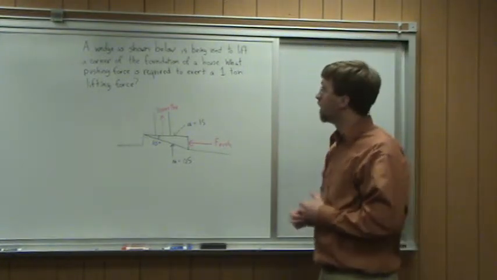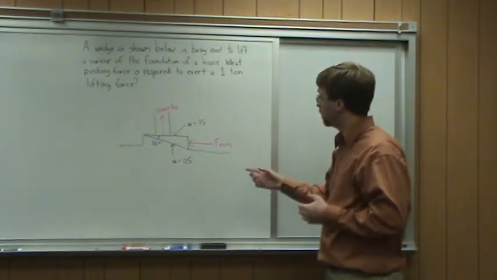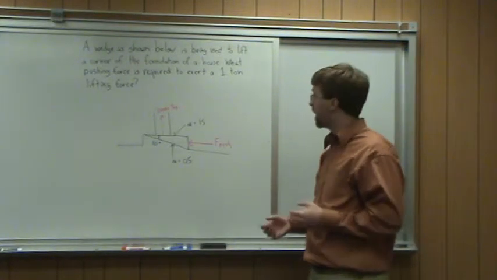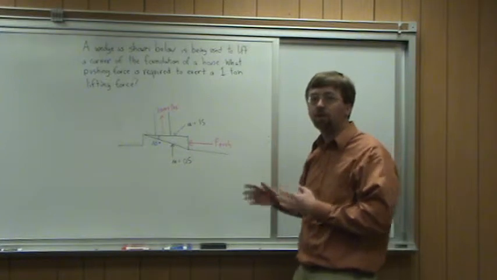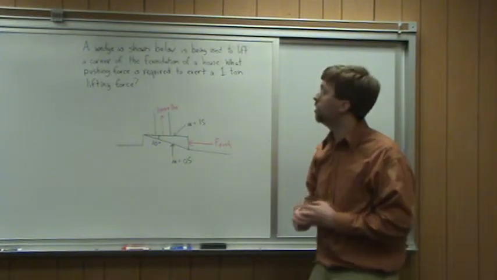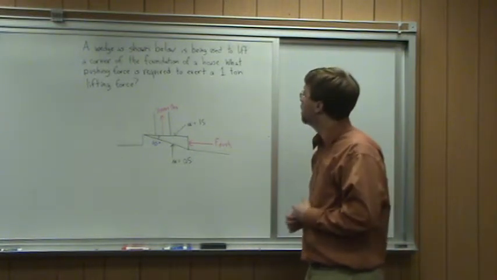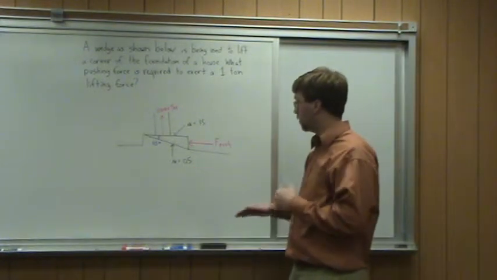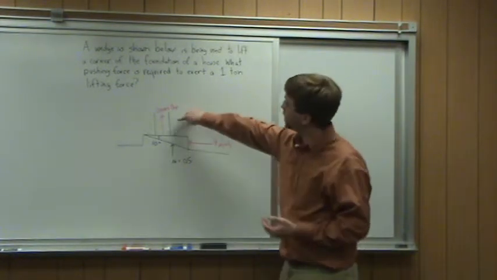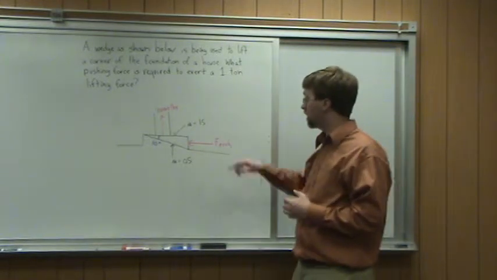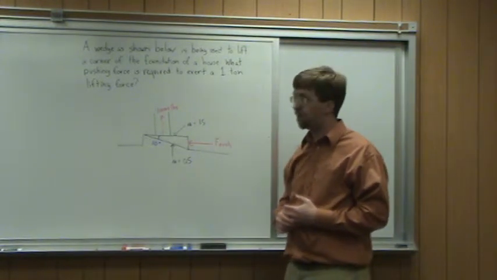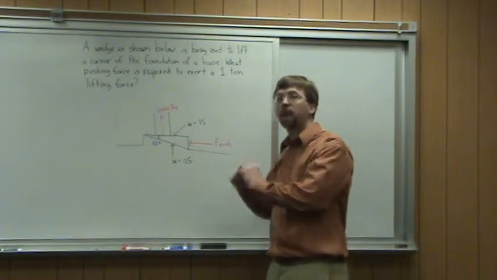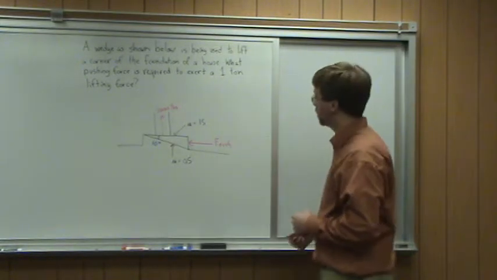Alright, so for this problem, a wedge, as shown below, is being used to lift a corner of a foundation of a house. I'm looking to cause an upward force of 1 ton, which is 2,000 pounds. I've got a coefficient of friction of 0.05 between the wedge and the base, and between the foundation piece and the wedge I've got a coefficient of friction of 0.15. So I want to know what's the pushing force required to get that 1 ton of upward force.